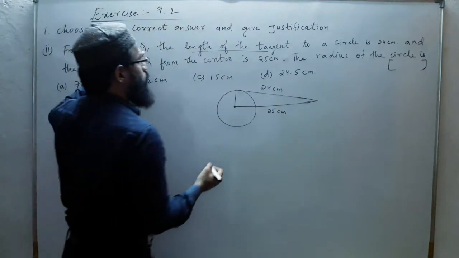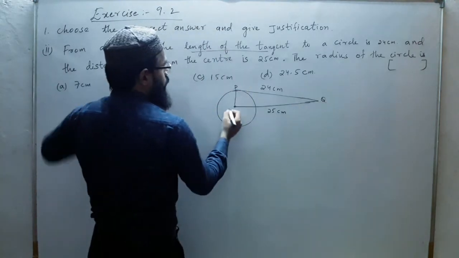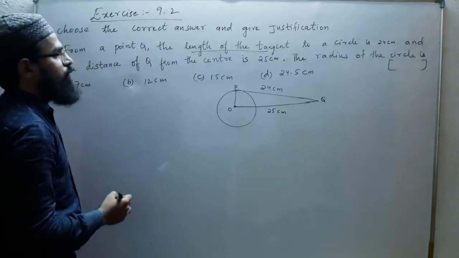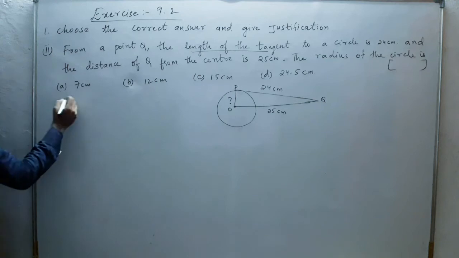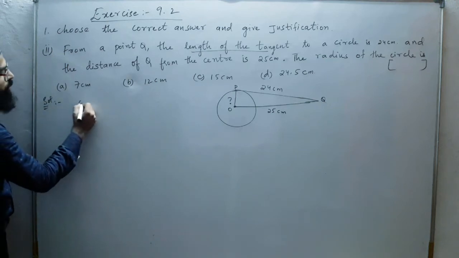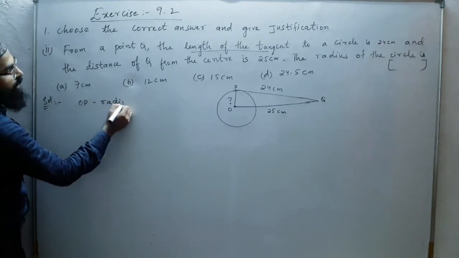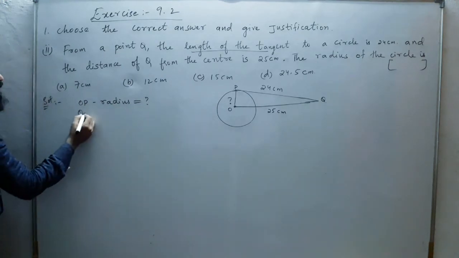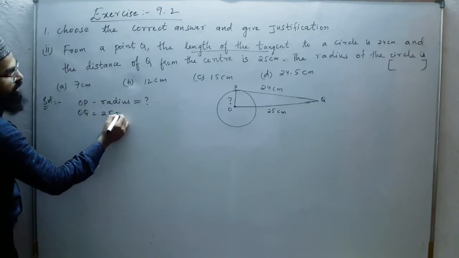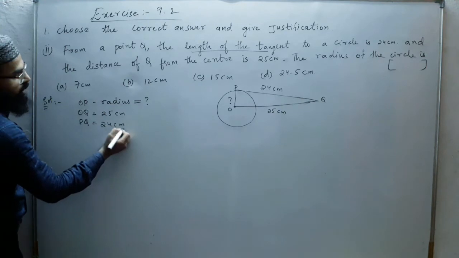From a point Q, so this is Q, this is P, and the center is O. We have to find the radius. We don't know the radius. So let us start the solution. OP. What is OP? OP is the radius. We don't know this. Next, OQ is equals to 25 centimeter. PQ is equals to 24 centimeter.